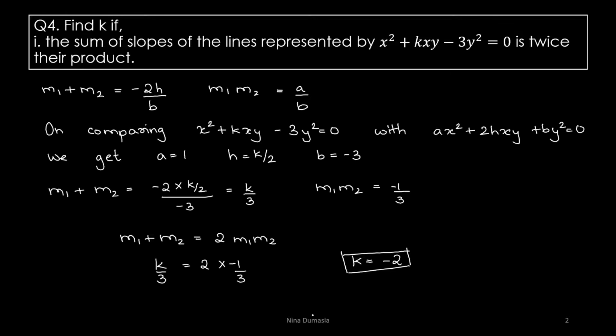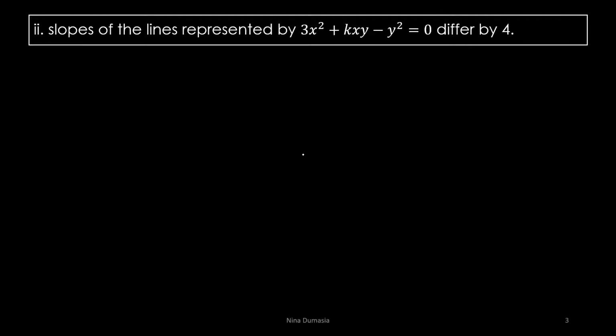Okay, now let us do the next part. The slopes represented by the equation 3x square plus kxy minus y square is equal to 0 differ by 4. So here we are given that m1 minus m2 is equal to 4 और हमें अभी निकालना है k का वैल्यू.